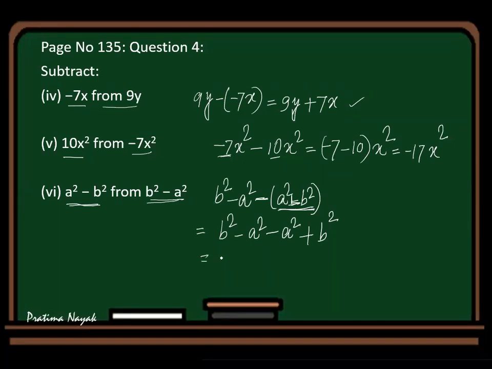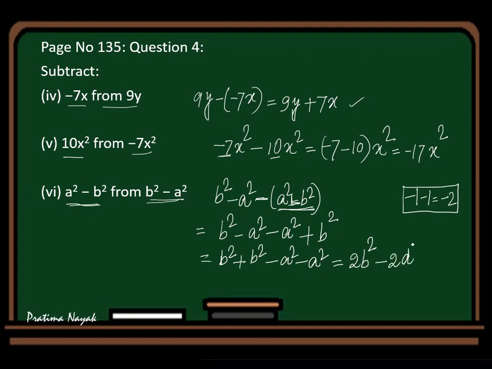Next, we'll make groups. One group is b square plus b square. One group is negative a square, negative a square. Now b square plus b square, how much? This is twice b square. And negative 1, negative 1 gives you negative 2. So negative a square gives you negative 2a square, not positive 2a square. So try to be very careful about this.